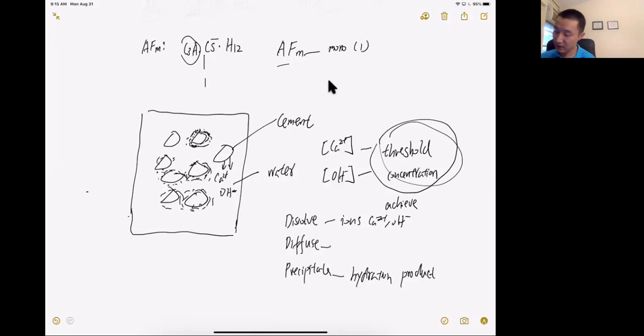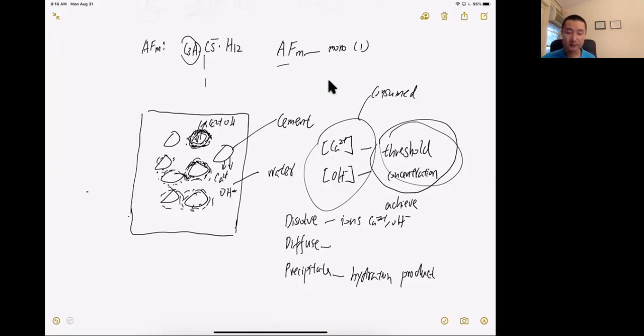And diffuse means when we have more and more hydration product precipitating on the surface of the cement grain, the ions are consumed. Okay, so the concentration level will go down. But remember, we need the concentration to be higher than the threshold concentration so the hydration product will keep being produced. So the water needs to release more ions from the cement grain. So the water will penetrate into the layer of hydration product and release more ions into the solution. Okay, so these ions will diffuse through the hydration product which was just generated. So this is what is called the diffusion process.